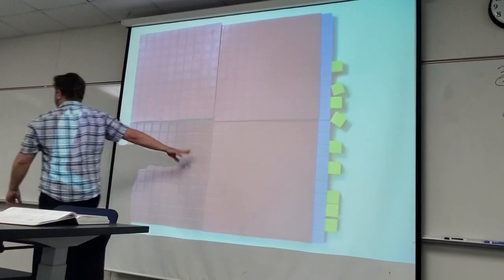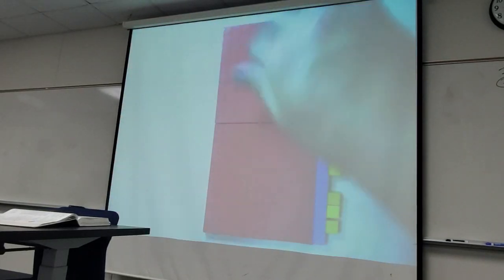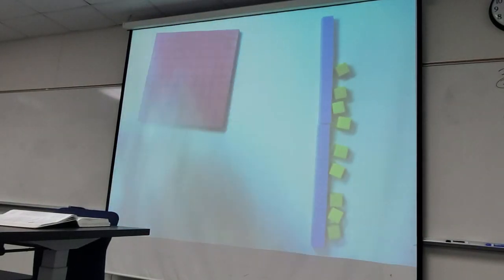So when I divide the flats by 4, 1. Now what's the problem when I get to this point?